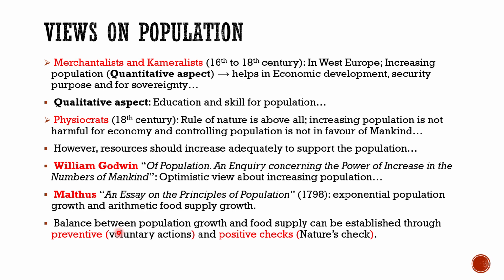To reestablish this balance, there are preventive or positive checks. Preventive checks mean voluntary actions like simple living, late marriage, and self restraint. If we don't go for voluntary actions, nature will work automatically with positive checks, and will restore the balance of population and food supply through floods, epidemics, earthquakes, and so on.